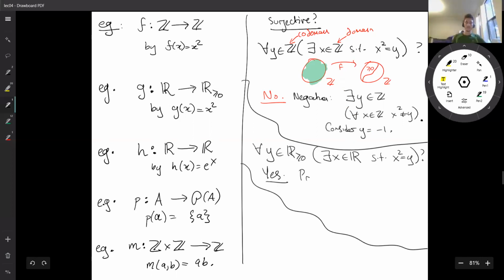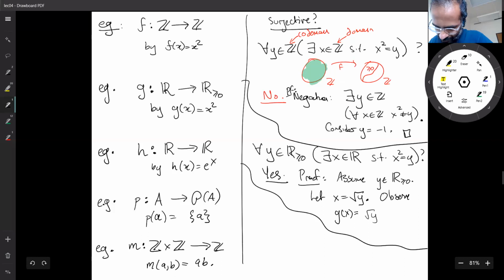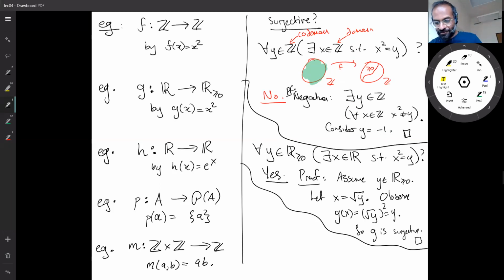And what's the proof? So by the way, this thing was also a proof here, right? The proof is, well, assume y is a non-negative real number. What can we do with non-negative real numbers? We can take the square root, right? Let x equal square root of y. And now observe g of x equals y, right? Because if you square this, the square root of y squared equals y. So g is surjective. Okay, so again, the definition of surjective, because it's so clearly logically specified, tells you how to prove or disprove whether or not something is surjective.